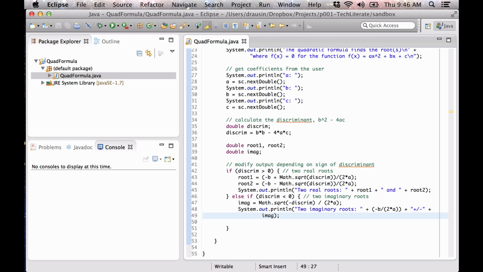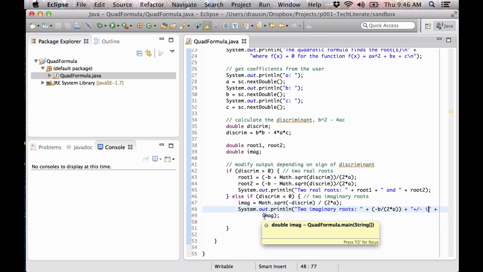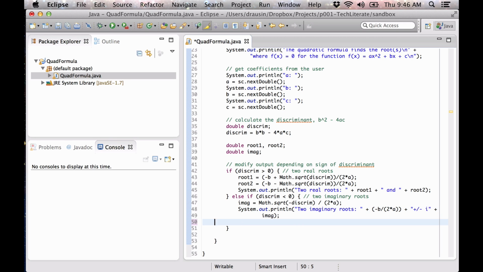Okay. So what this is going to do is instead of printing root 1 and root 2 like we do up here, it's just going to print the real part of our imaginary number, which is this negative b over 2a, and then it's going to say plus or minus imag. Now, what we actually want is plus or minus I, right? So to denote that this number here is an imaginary number. We've sort of forced it by using the negative discriminant to not be an imaginary number, but we actually know that it is. So that's why we put that I there. You'll see what I mean when we print this out.